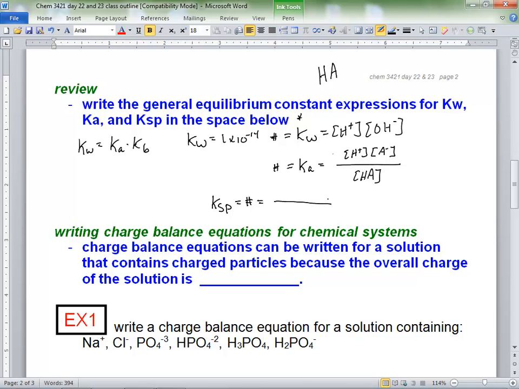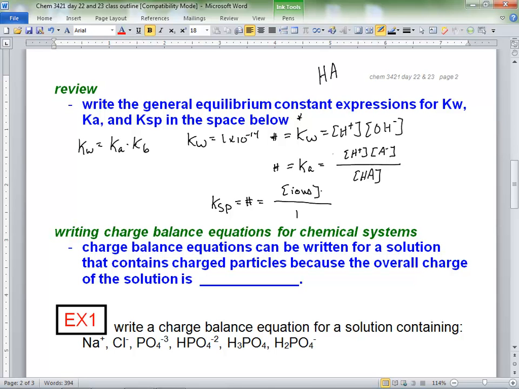Concentration of the, you have products over reactants, and the products are always, for Ksp, always ions. That's what I kind of picture in my head, the concentrations of all the ions all over one, the solid. Okay. And you have to raise the ions to their right stoichiometric coefficient, the right power. Okay. So just a little review.